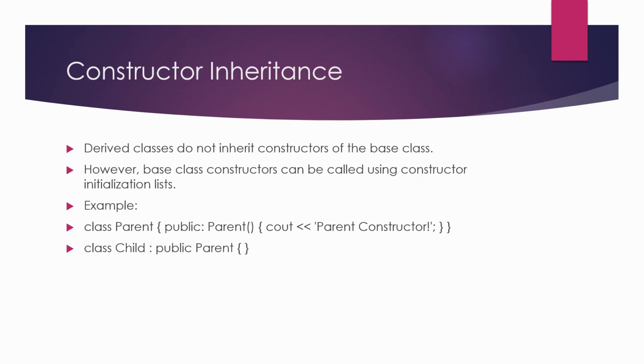In inheritance, the derived class does not automatically inherit the constructor of the base class. However, you can call the base class constructor explicitly in the derived class using an initialization list. This ensures that the parent class is properly initialized when the child class is created.